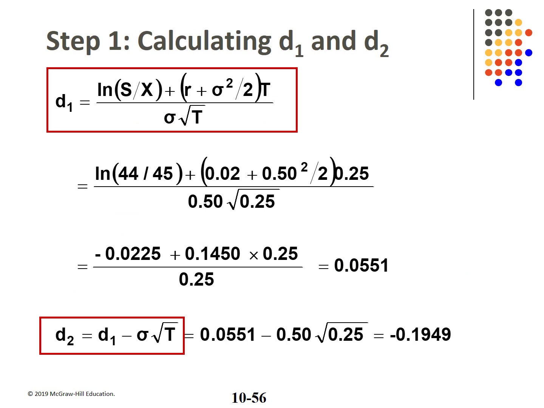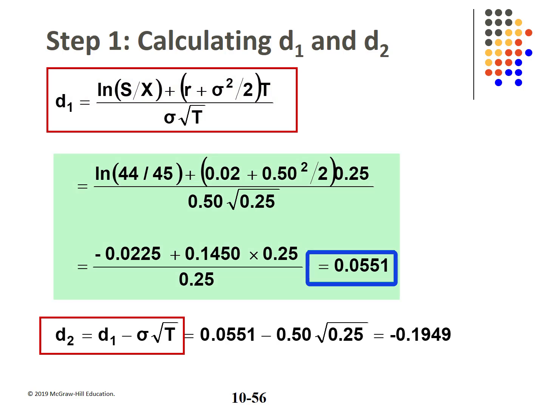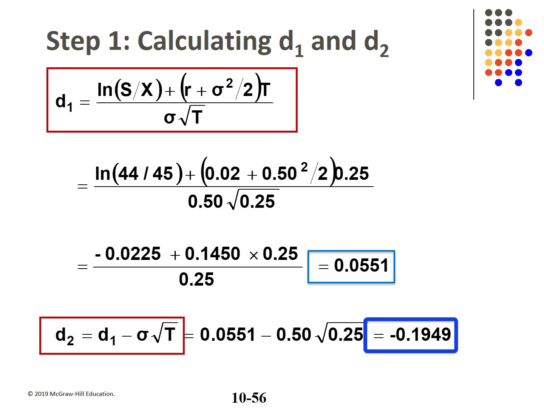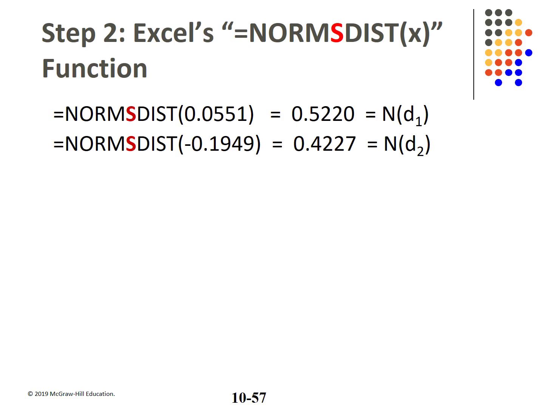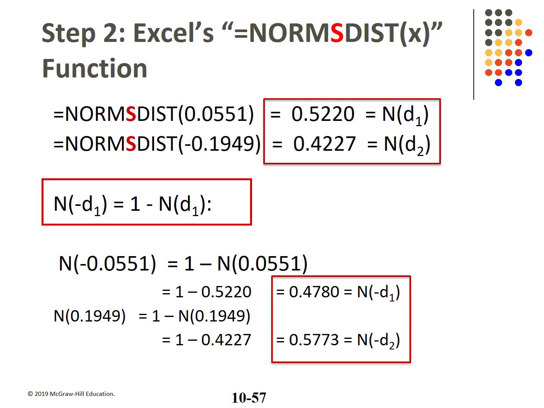Step 1. We need to calculate d1 and d2. The formula for d1 is shown. Be careful. A lot of mistakes happen right here. Substituting in, we find d1 is equal to 0.0551. The formula for d2 is also shown, and it yields a d2 value of minus 0.1949. Plugging those d values into NORM.S.DIST, we find the N(d) values. This also shows the calculation of N of minus d.